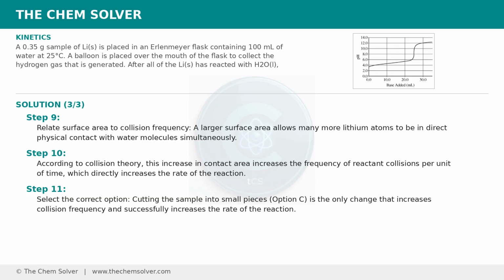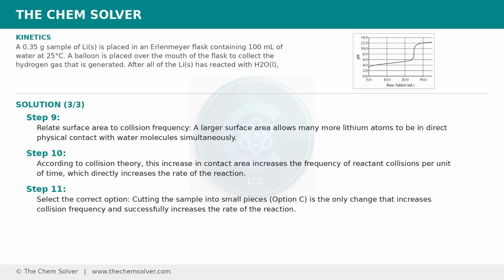Relate surface area to collision frequency. A larger surface area allows many more lithium atoms to be in direct physical contact with water molecules simultaneously. According to collision theory, this increase in contact area increases the frequency of reactant collisions per unit of time, which directly increases the rate of the reaction.